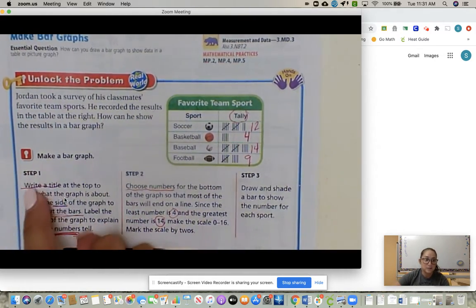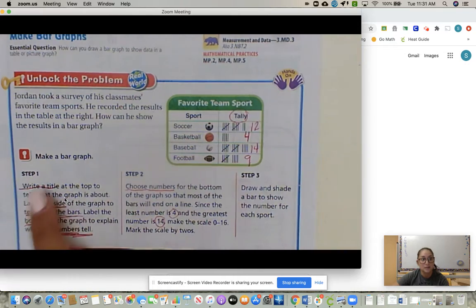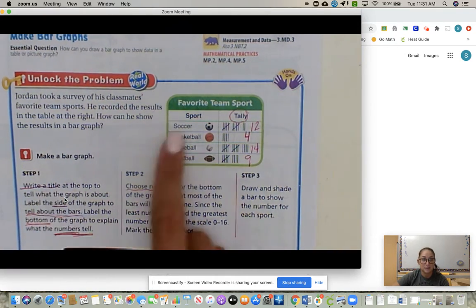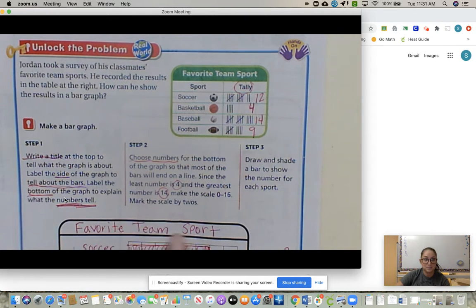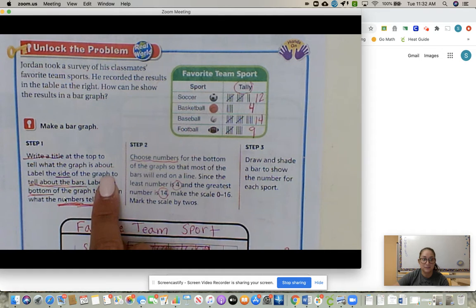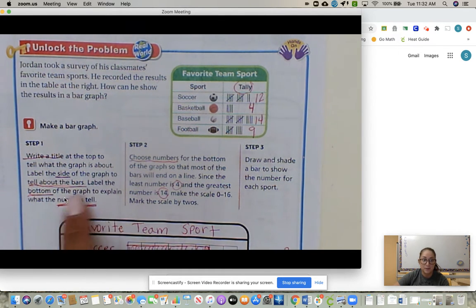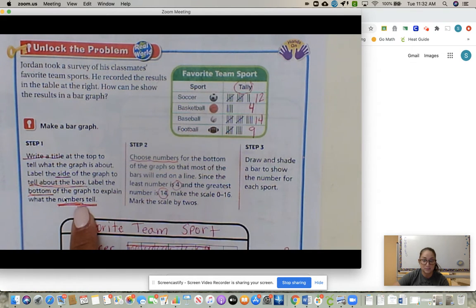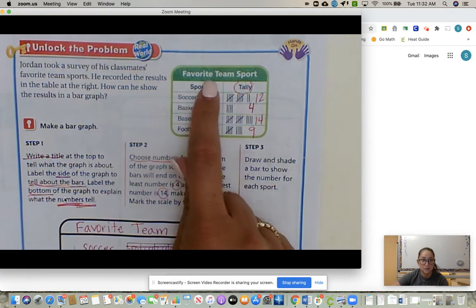We are always going to start with writing. If it's a picture graph, you write numbers. Tally chart, write numbers. The second thing is we're going to write the title. It's the same title. So you are going to write favorite team sport. Then we need to label the side of the graph to tell about the bars. Then we're going to label the bottom of the graph to explain what the numbers tell. So the side is telling about the bars, which is our category.